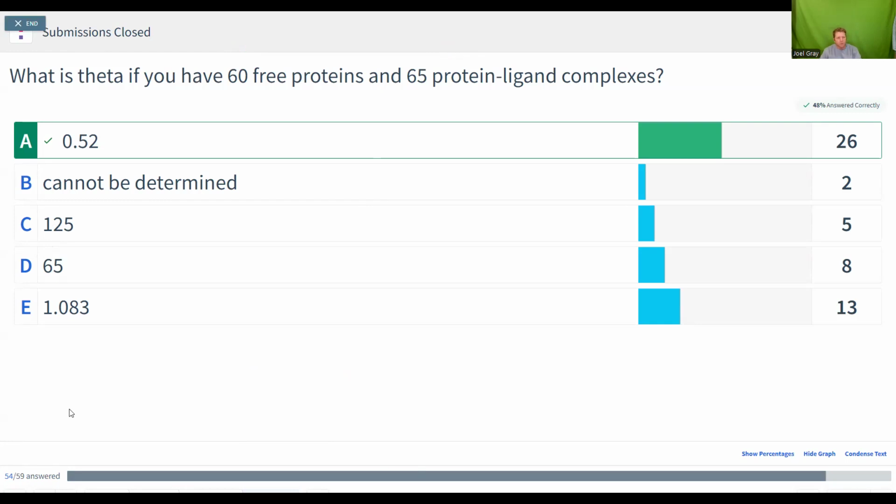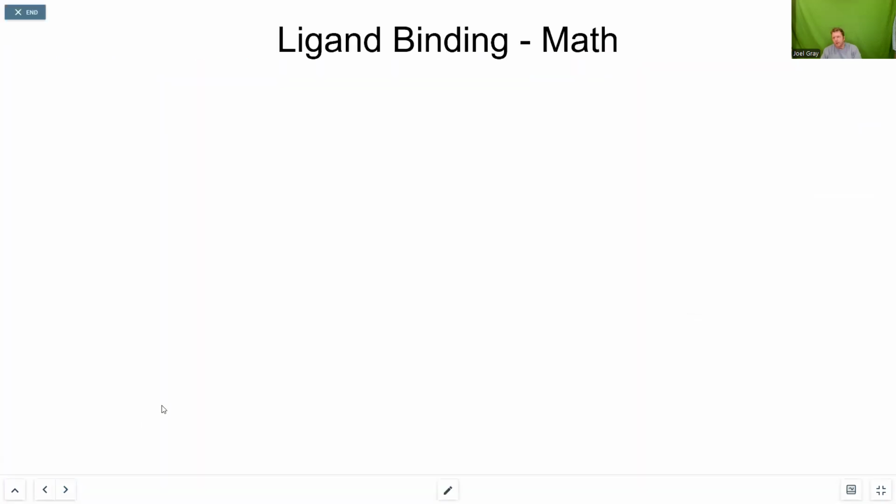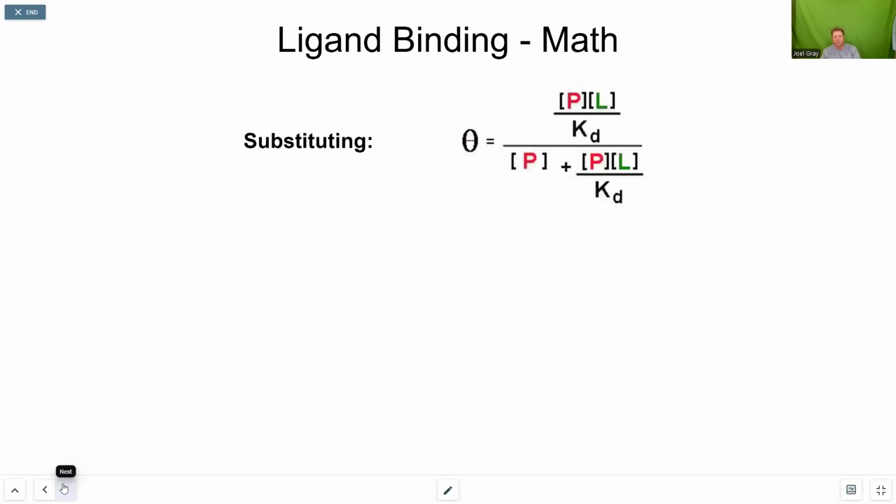Now, if you got 1.83, which 13 folks did, that just means that you did your equation incorrectly. If you got 65 or 125, no, those are no. And then cannot be determined, that's also incorrect. The 65 and 125 are put in as decoys, like, hey, here's a number from the question, let's see if you'll use this. So ligand binding math is great. And math is powerful. It helps you make money and helps you land rocket ships on the moon or other places.